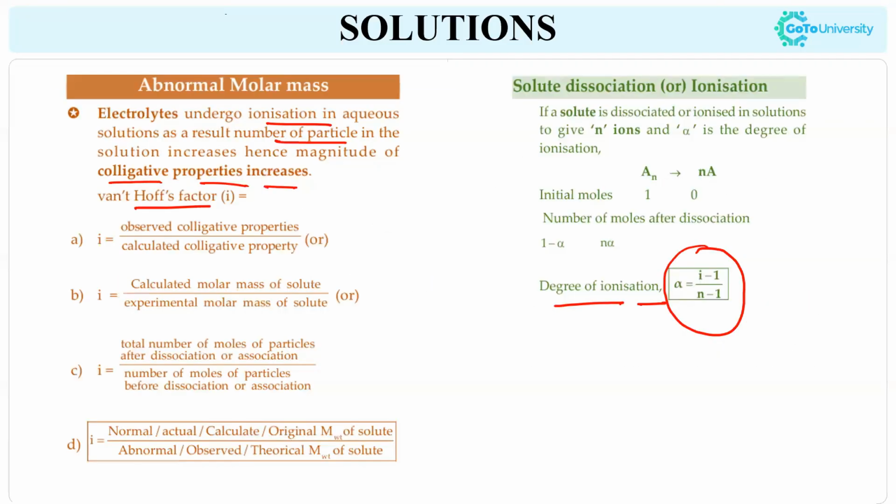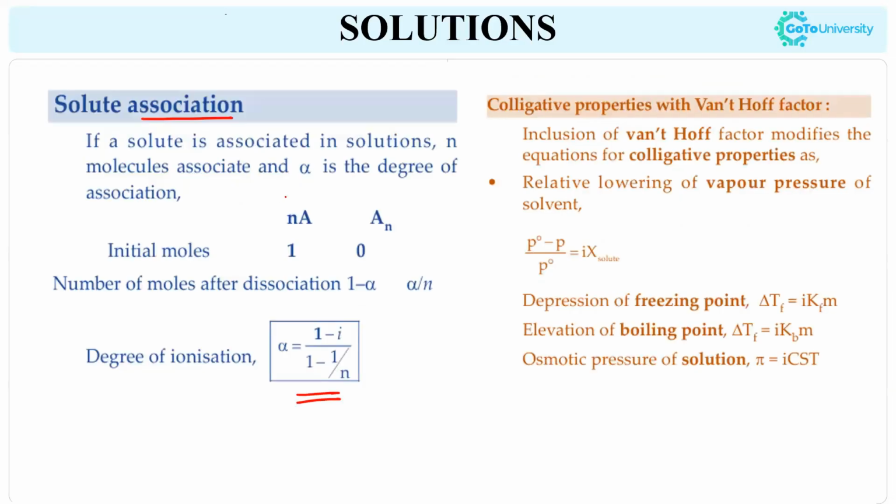In case of dissociation, suppose some ionic compounds are dissociating. The degree of ionization, how much they ionized, is equal to (i minus 1) divided by (n minus 1). If you come to association, some other compounds will undergo association and produce macromolecules. So in case of association, the degree of association will be equal to (1 minus i) divided by (1 minus 1/n). So these two equations are also important.